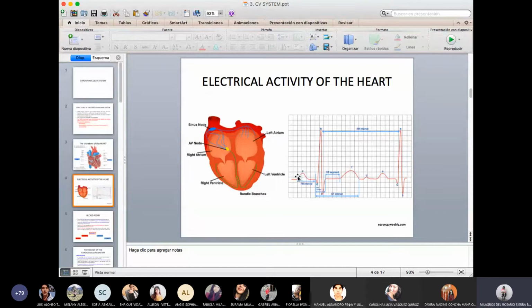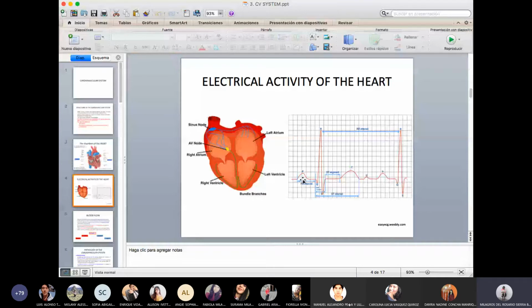And the EKG represents each part of the heart's activity. Remember, the P wave is the depolarization of the atria. The QRS complex is the depolarization of the ventricles. And the T wave is the repolarization. And the U wave, that we didn't see in the video, is the repolarization of the atria.